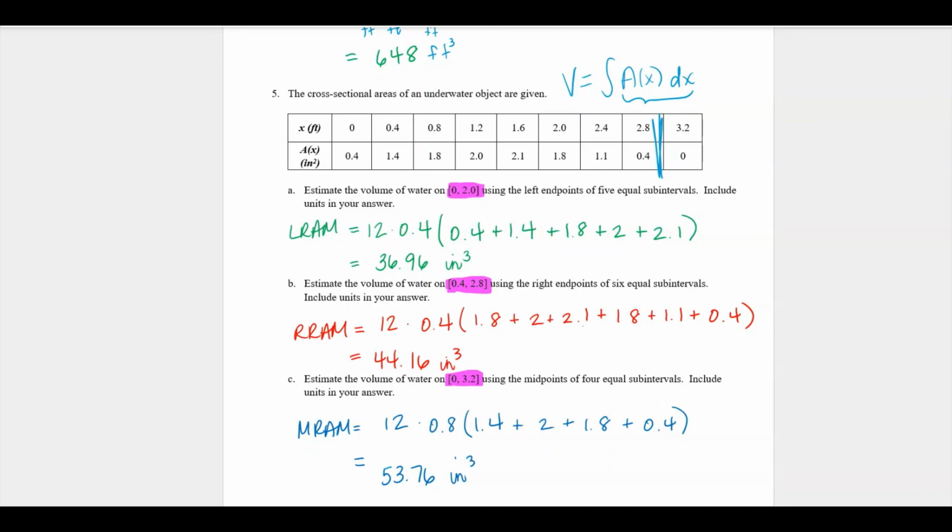Letter C wants us to use MRAM over the entire interval, but this time you're taking it by midpoints. So for that reason, the width or thickness of each of our cross sections is going to be 0.8 wide. 0.8 feet wide, I should say. So multiply by 12, and that converts this unit into inches. Then the MRAM takes the midpoints of each of these intervals. So that's why we're using the 1.4, 2.0, 1.8, and 0.4 values. So your final unit should be inches cubed.